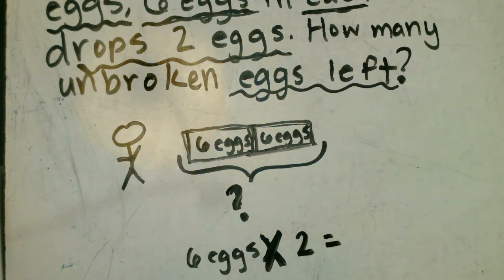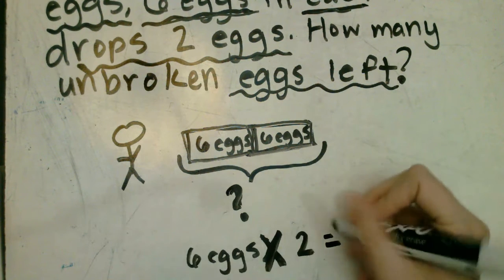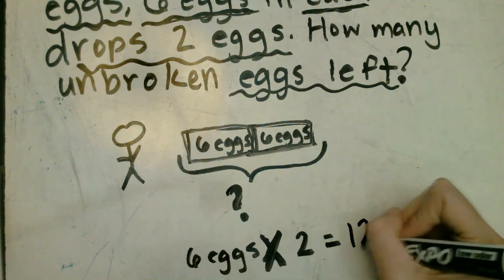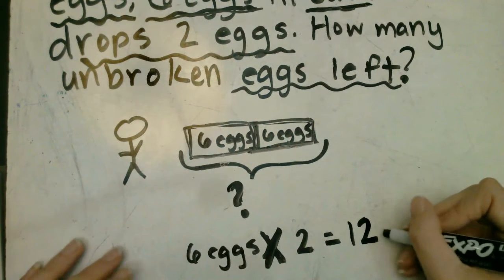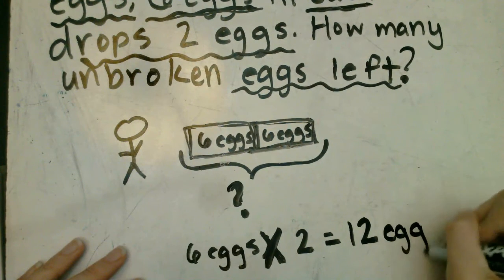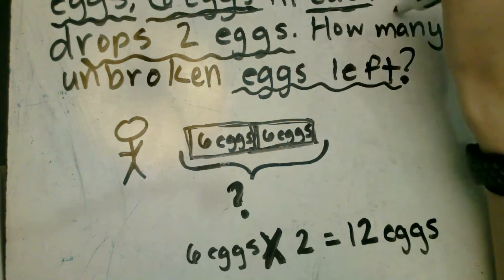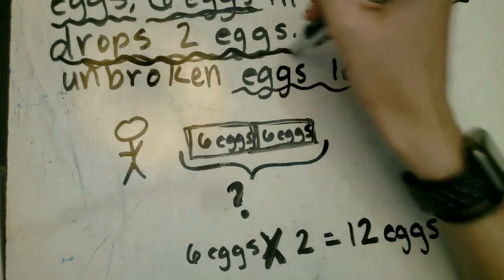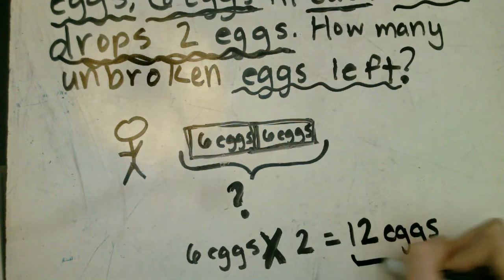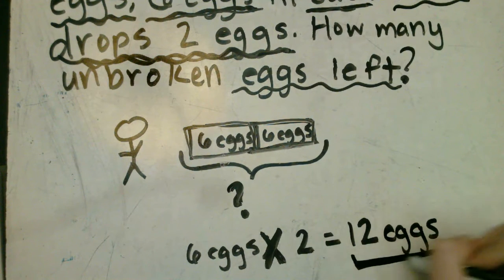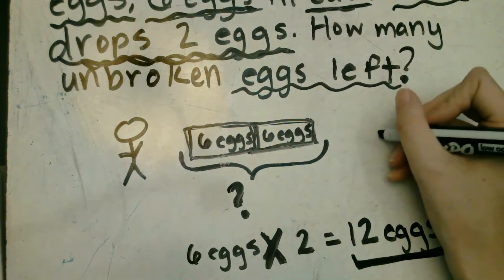Everybody, or when I point to you, yell out, what's 6 times 2? Good. In total, in our 2 cartons, Richard has 12 eggs. Now, Richard, like we talked about, he dropped 2 of his eggs. It's a sad day. We have to take the total that we had here, and he dropped 2. So he lost 2 of his eggs.